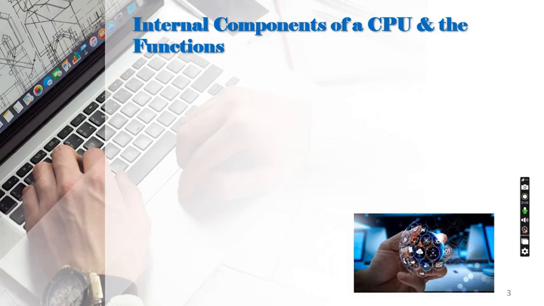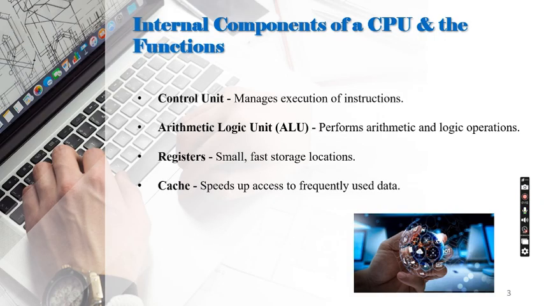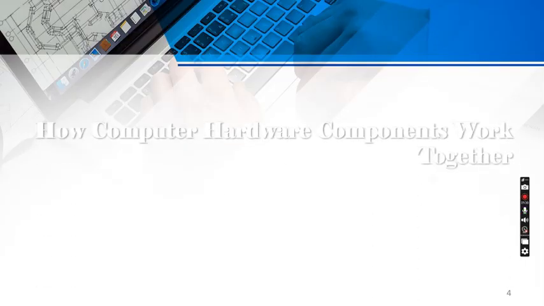Internal components of a CPU and their functions. The control unit manages execution of instructions. The arithmetic logic unit, ALU, performs arithmetic and logic operations. Registers are small, fast storage locations. Cache speeds up access to frequently used data.